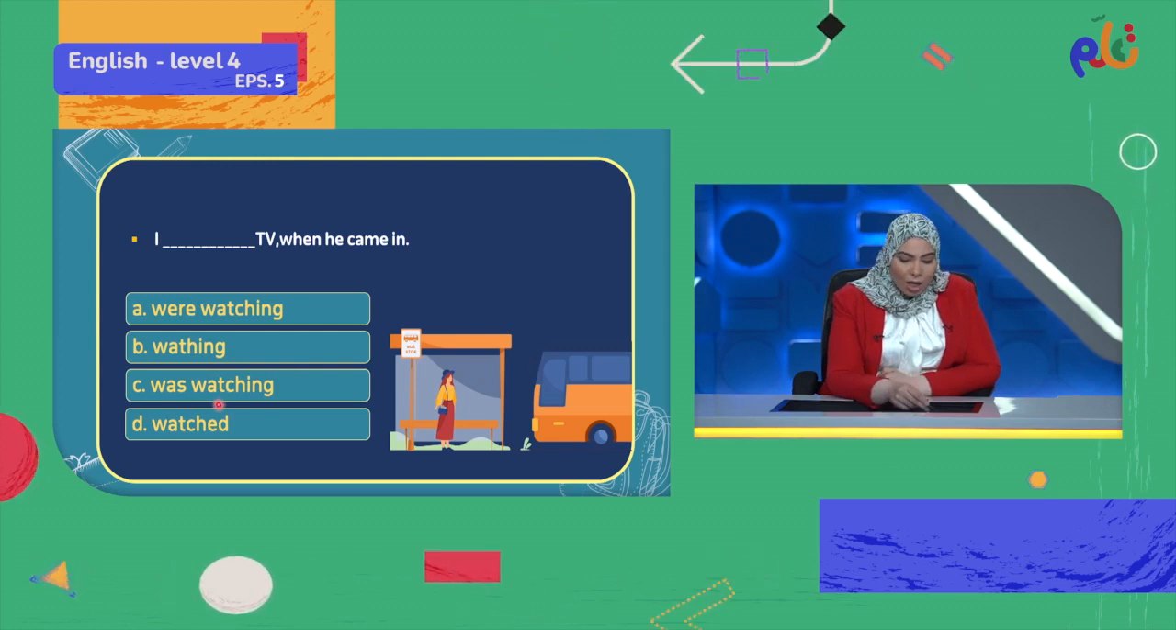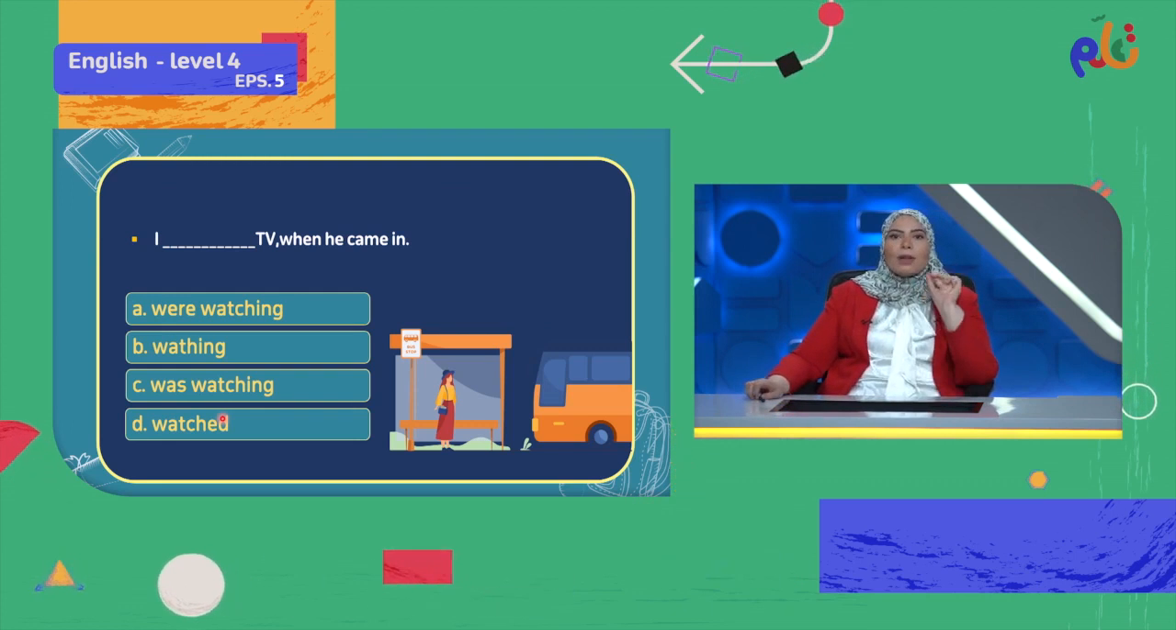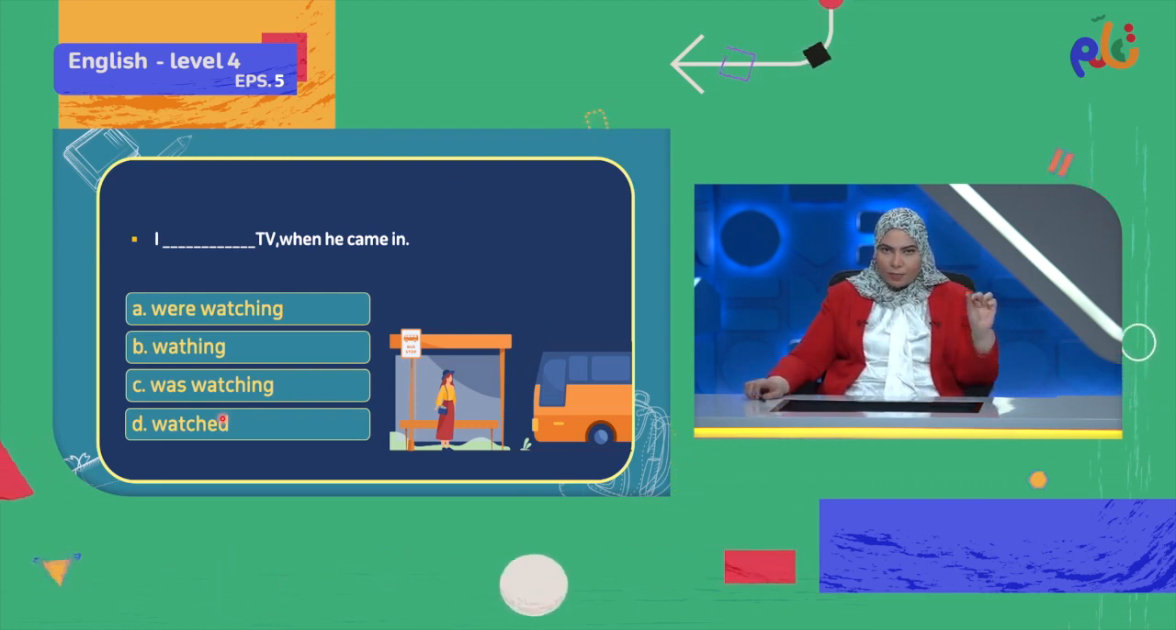And we have I watched TV when he came in. Both options would be valid, but the meaning would be different. So the first one, we're talking about an action that took time. I am sitting, watching TV. So I'm talking about the past. I was sitting, I was watching TV when he came. So I stopped the TV because he came. This is the first meaning when I use past continuous.